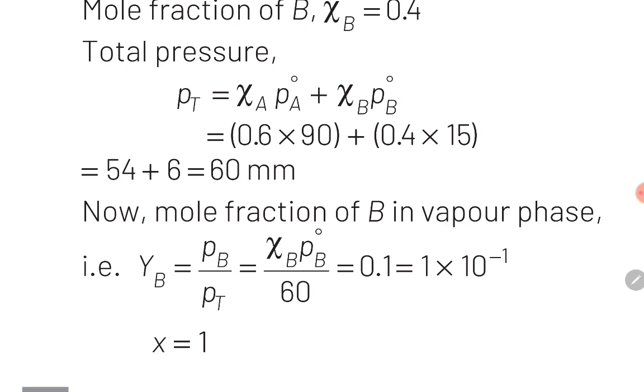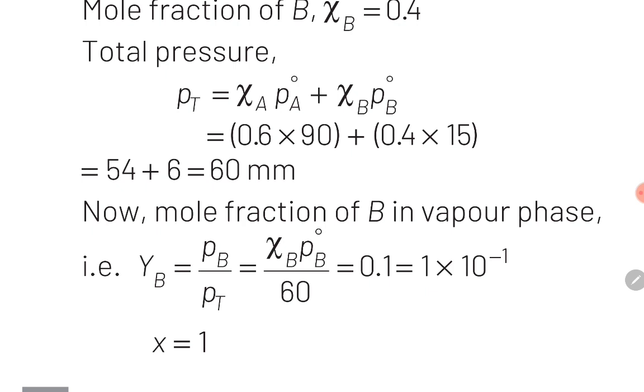Guys, once we know the value of total vapor pressure, we can easily calculate mole fraction of B in vapor phase by using the concept: mole fraction of B in vapor phase will be equal to partial pressure of B divided by total vapor pressure. Guys, partial pressure of B will be given by XB into P naught B, and we will divide this by total vapor pressure, which is 60 mm of Hg. Guys, after substituting the values of XB and P naught B, we'll obtain the value of mole fraction of B in vapor phase as 1 into 10 raised to minus 1. So guys, with this we have completed this question.